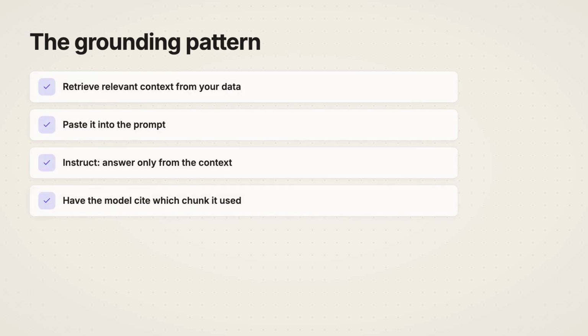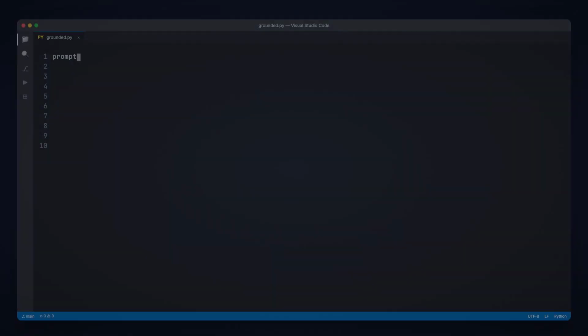Retrieve the relevant chunks from your knowledge base, paste them into the prompt. Tell the model to answer only from that context. Ask it to cite which chunk it pulled the answer from. Hallucination drops sharply.